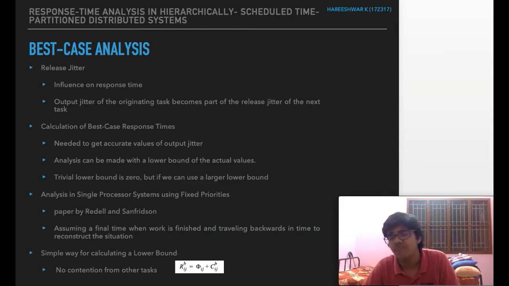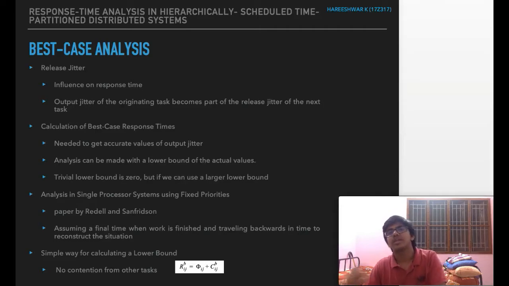A simpler way of calculating such a lower bound for the best case response time would be to consider that there is no contention from all the other tasks, and that the task executes with its best case execution time smoothly, with no contention among the tasks. So C_i^B is the best case execution time. The response time will be nothing but that best case execution time from the start of the process execution.